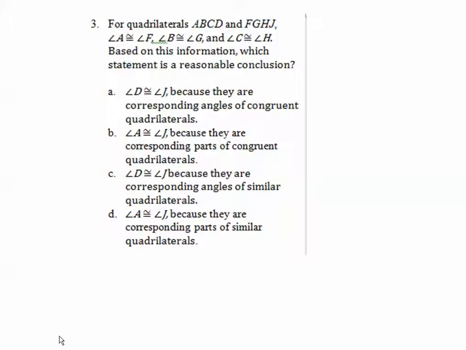For quadrilaterals ABCD and FGHJ, angle A is congruent to angle F. So here we have A congruent to F, B is congruent to G, and C is congruent to H, which means that D and J have to be congruent. So if we look here, this one doesn't have D and J, this one doesn't have D and J. So here angle D is congruent to angle J because they are congruent quadrilaterals.